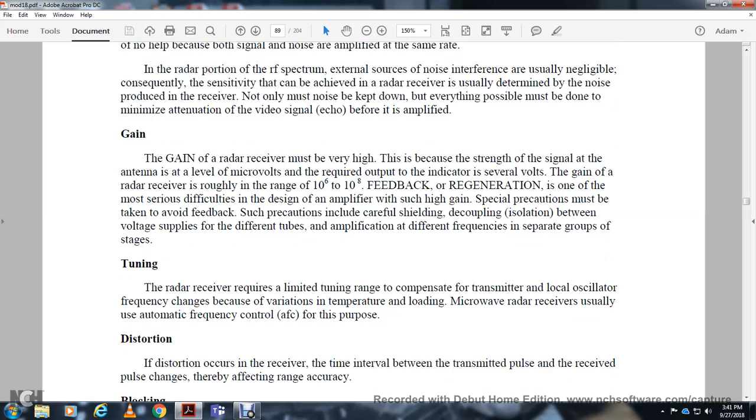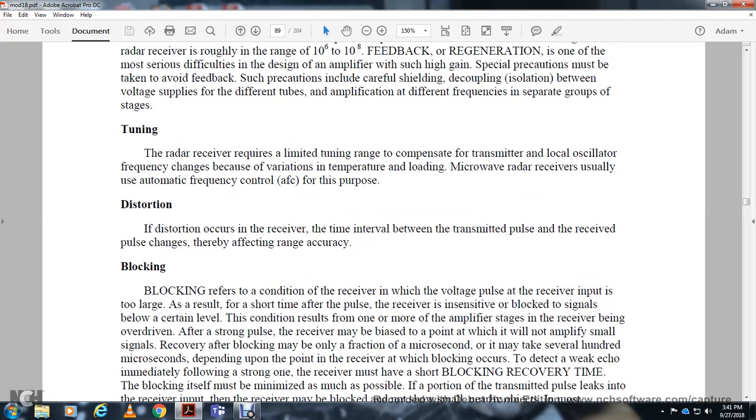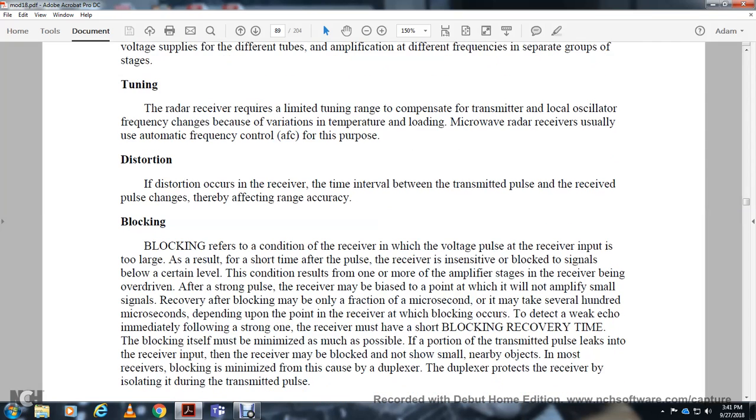Tuning of the radar receiver requires only a limited tuning range, compensating for the transmitter and local oscillator frequency changes with variations in temperature and loading. The microwave radar receiver usually uses automatic frequency control for this purpose. Distortion in the response curve of the receiver affects the time interval between the transmitted pulse and the received pulse, which affects the accuracy of the effective range.